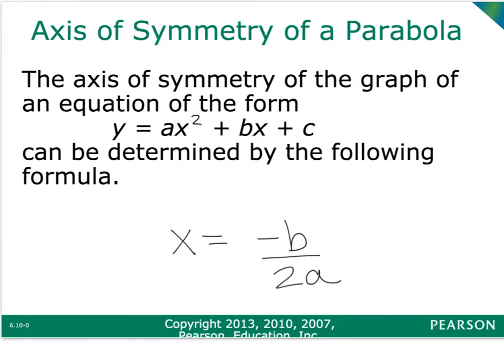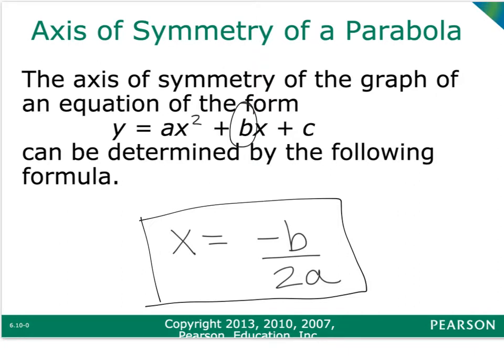If your parabola is written in standard form, y equals ax squared plus bx plus c, then the way you can find your axis of symmetry is to use the formula x equals negative b divided by 2a. And they're referring to the b and the a that are in the quadratic equation. That will give you the axis of symmetry. That will also give you the x-coordinate of the vertex.